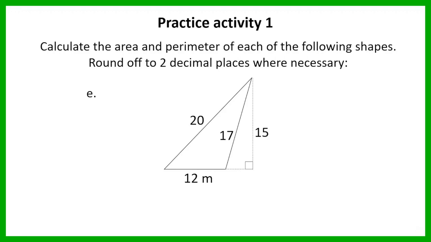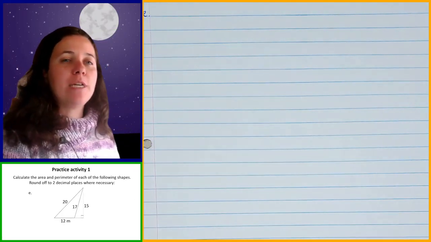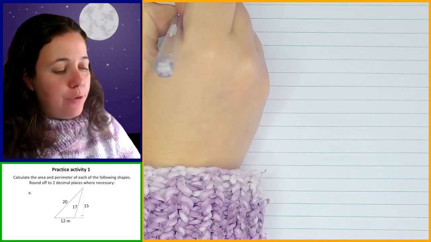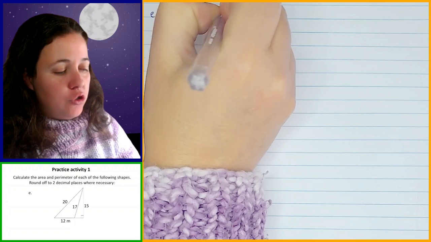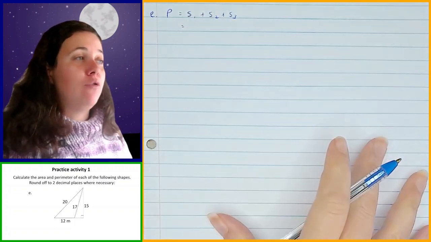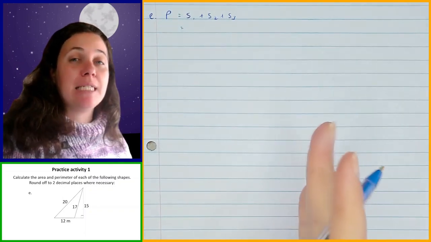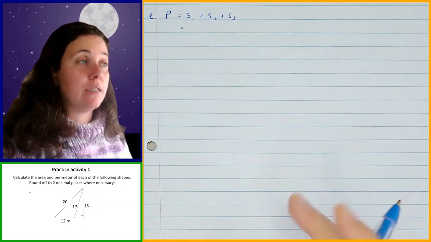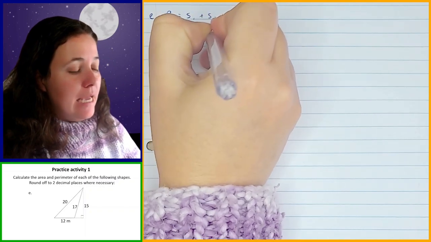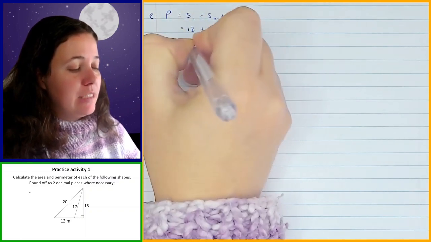Okay, so let's go through that example. For question E, to work out the perimeter, we're going to add up the three sides, side 1 plus side 2 plus side 3. The three sides of this triangle, you have to be careful not to use the 15 because the 15 isn't the length of a side, it is a height. So the three sides of the triangle are 12 meters and 20 meters and 17 meters.